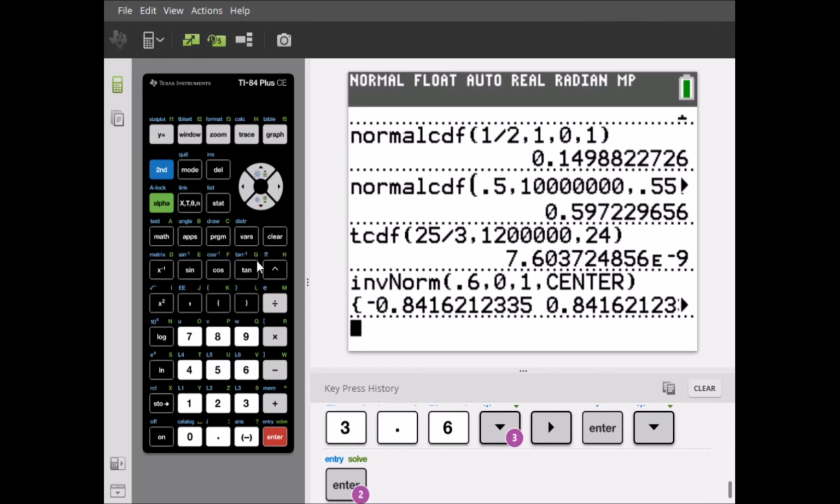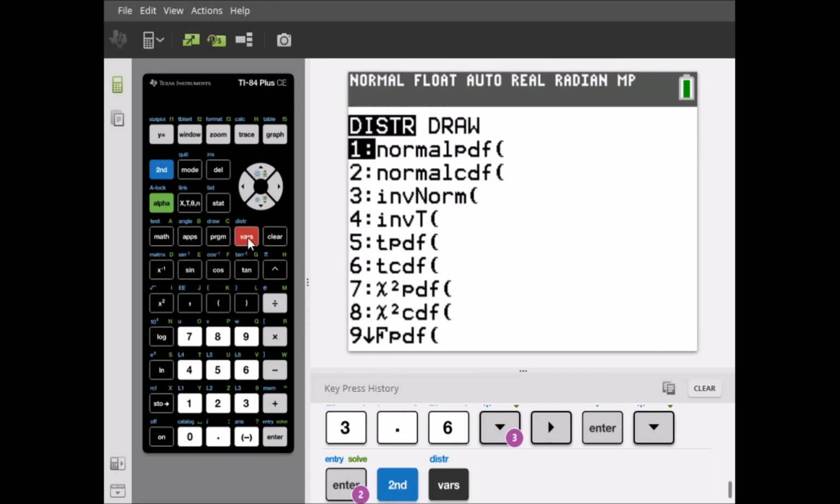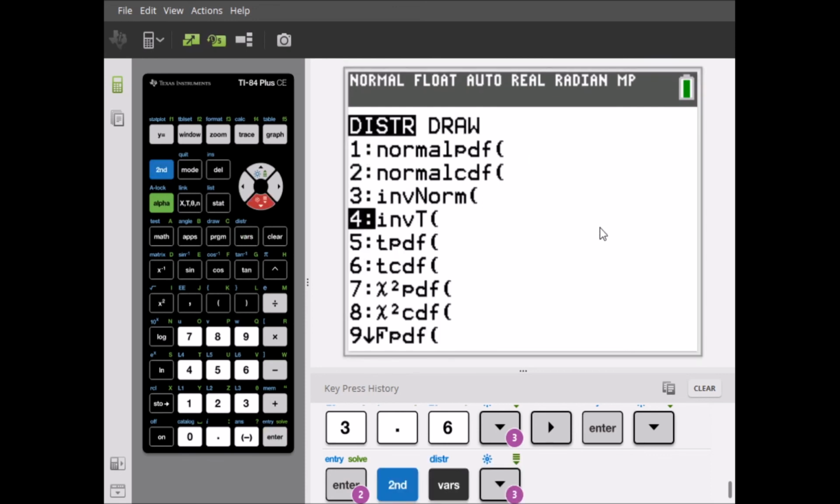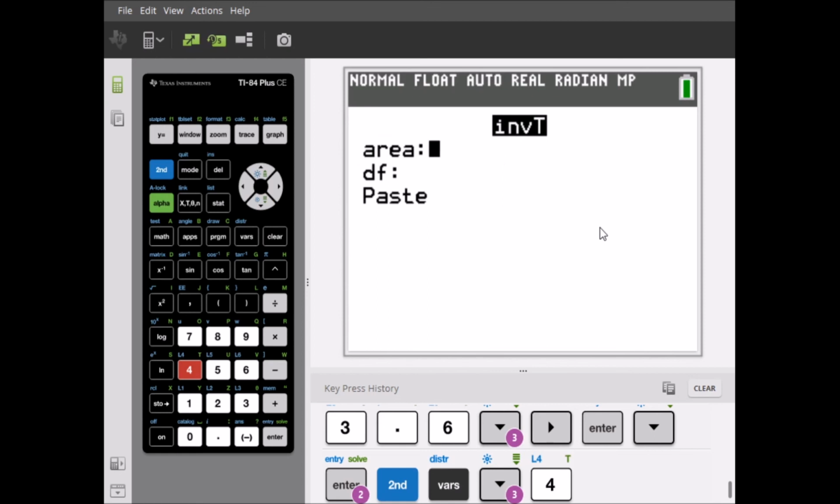Okay, let's look at this finally on the 84, and this is going to be the last thing we look at today, this inverse t on the 84. So here we're going to go to second distributions. We're going to go down to number 4, which is inverse T. And here we have to put in just the area and the degrees of freedom. Interestingly enough, and unfortunately, the 84 doesn't offer that center mechanic like it does in INVNORM. But that's fine. We just have to do a little more thinking.